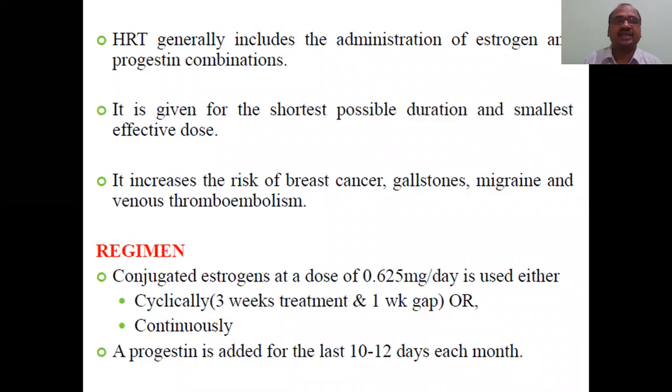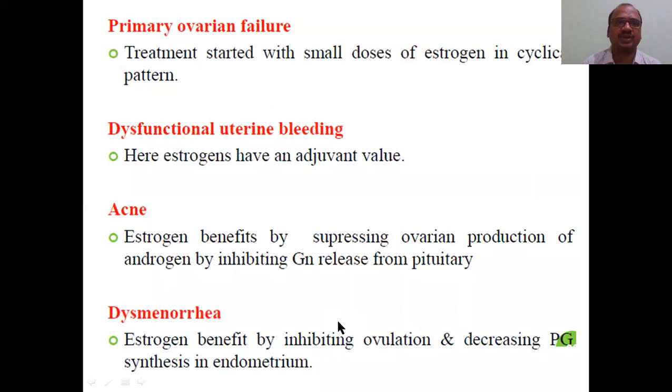HRT, hormone replacement therapy, generally includes administration of estrogen as well as progestin combination. Hormone replacement therapy starts from menopause. You give estrogen as well as progesterone combination; the doctor will decide. It is given for the shortest possible duration and in small effective doses. There are some regimens, timing and how much dose, cyclically, 3 weeks treatment, like that. That is a very complex process.